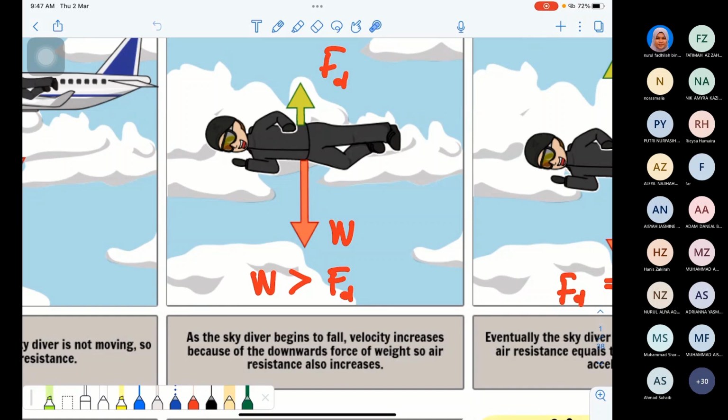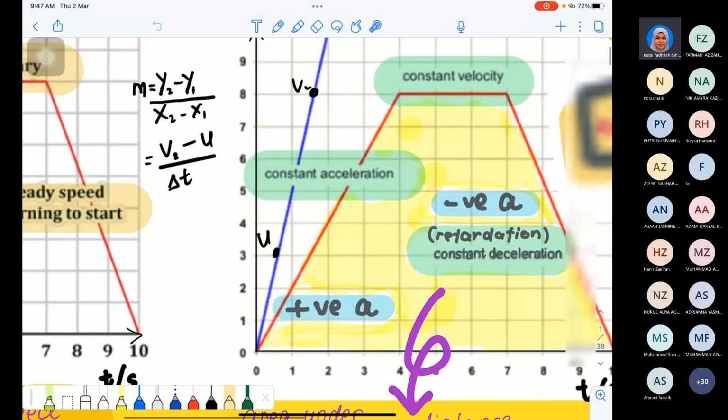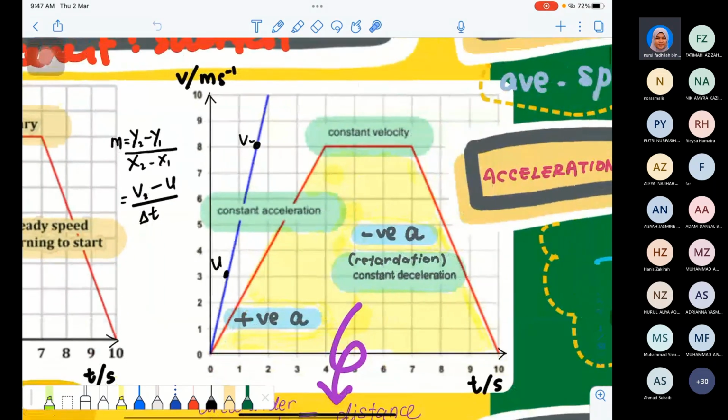Kenapa? Apa maksud velocity increases? Tengok sini graph. So you bayangkan situasi, you bayangkan graph, you fahamkan konsep. Okay, so maksud velocity increases ni this one, betul? Hello? Yes. Betul.